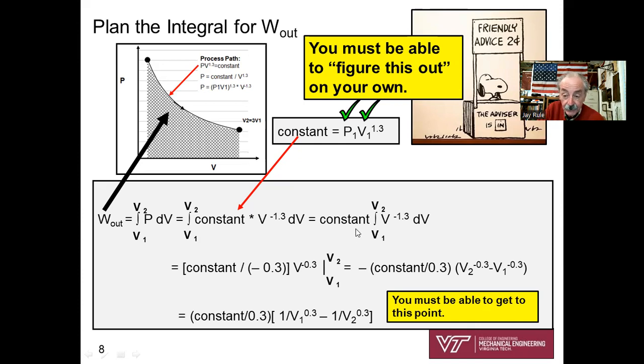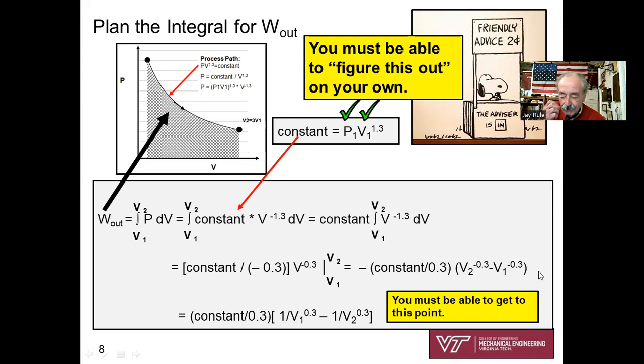So here's the math I was talking about without writing it down. You pull the constant out of the integral, then you divide the constant by negative 0.3: constant divided by negative 0.3 times V to the negative 0.3, evaluated from V1 to V2. You've got to be able to see how to get to this. You've also got to be able to work through the algebra. Let's pull the minus sign out of the denominator and get it up here in these parentheses. So we've got minus constant over 0.3 times the quantity V2 to the minus 0.3 minus V1 to the minus 0.3.